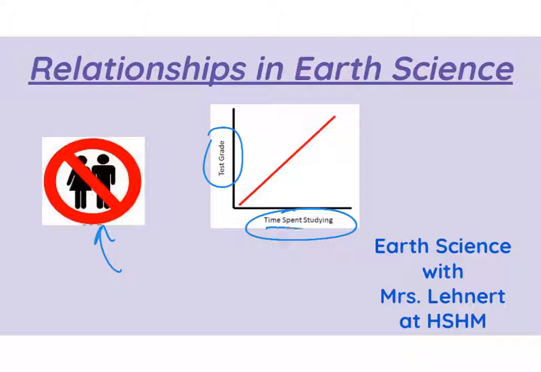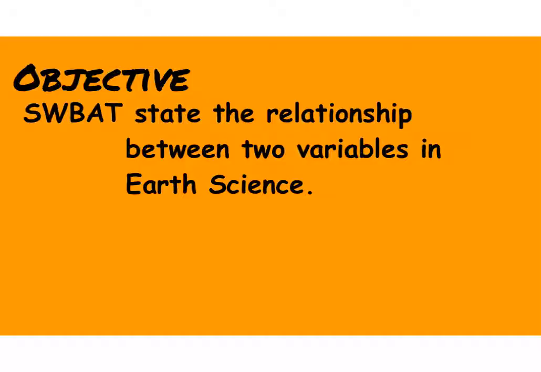So for example, if I increase the amount of time that I spend studying, then my test grade should also increase. By the end of this video, the student will be able to state the relationship between two variables in earth science. A variable is just something that changes. So for example, in math class, you might talk about the x variable, and x could be anything that varies. So in earth science, these are things that could vary.